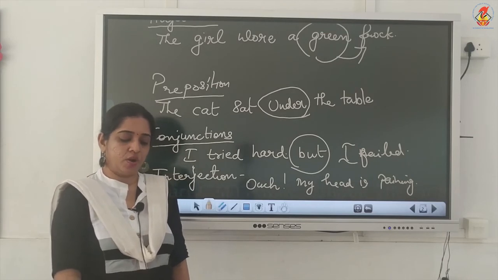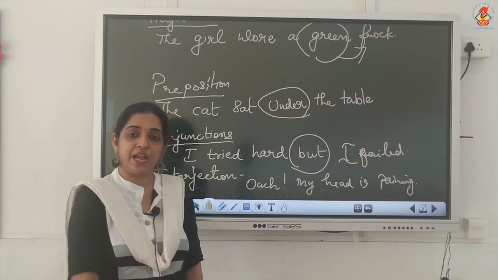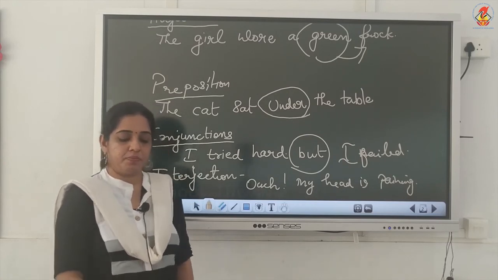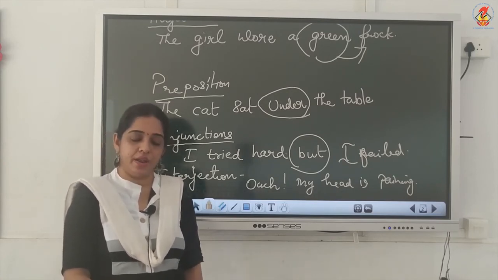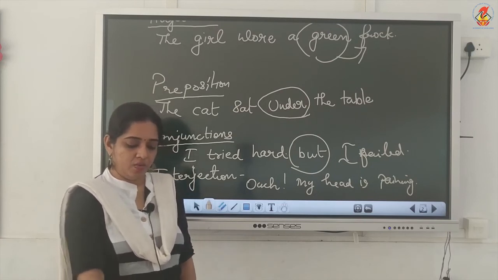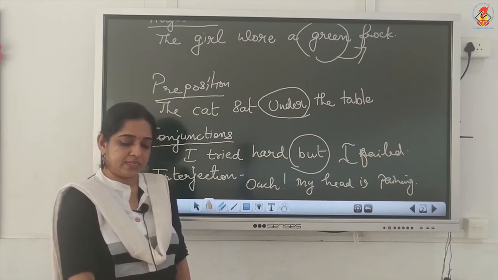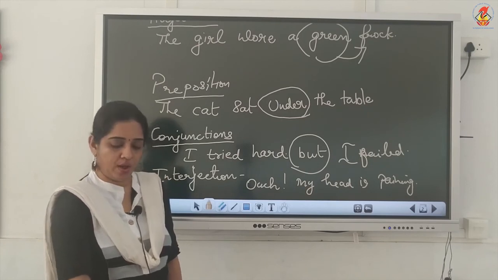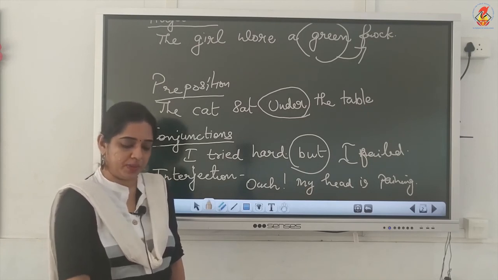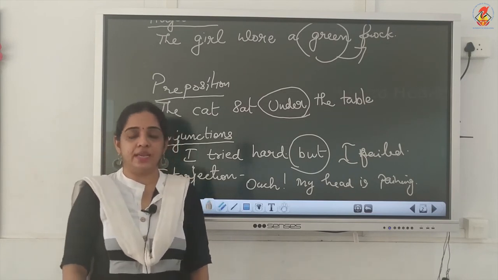Then she goes for a walk. Walk is a verb. So, in the bracket you have to write V. Park. Park is what? Park is a noun. So, you have to write N. Then again walks comes, so you have to make it a verb. Okay, it is a pronoun. So there you have to write P. So similarly, you should complete those exercises.